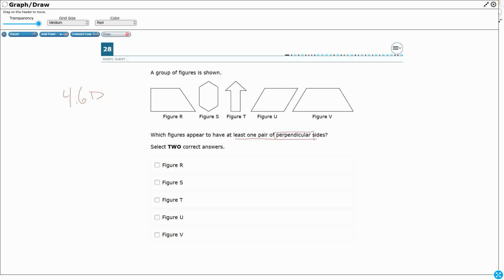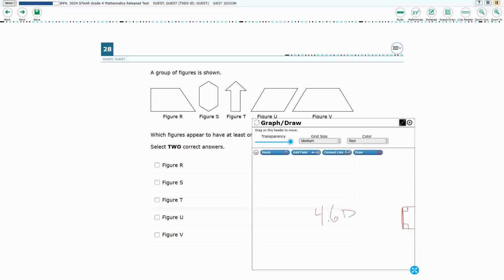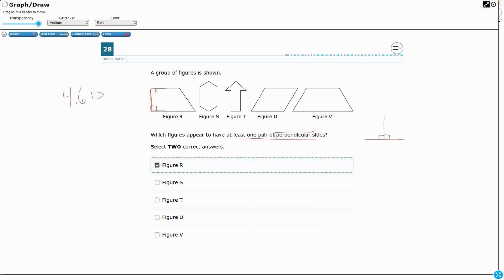Now, this is not defined for us. We need to know that perpendicular sides are when 2 sides or 2 lines come together and they form right angles, 90-degree angles, one vertical, one horizontal. Now, you can have it rotated a little bit, but typically we'll see it in vertical and horizontal, right? So we have perpendicular sides right here in figure R, that one right there, and then also this one right here. So it can be inverted like this. So I'm going to select figure R.